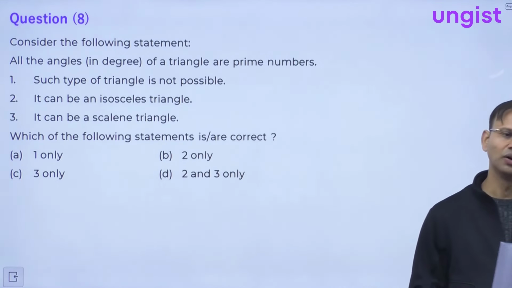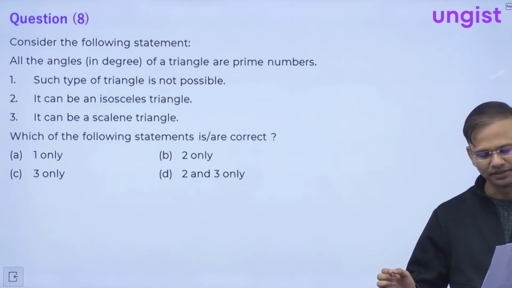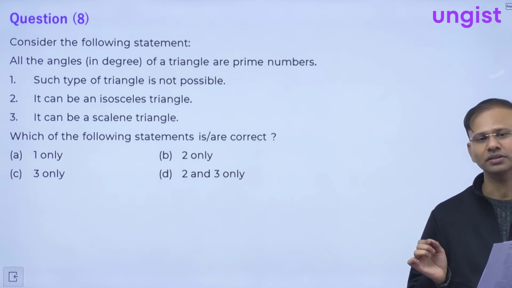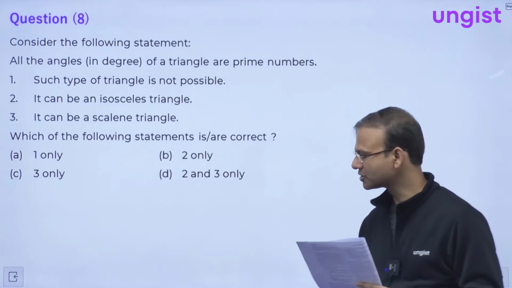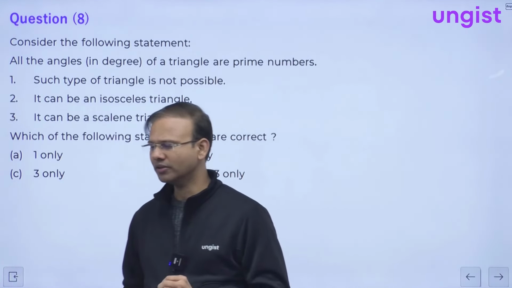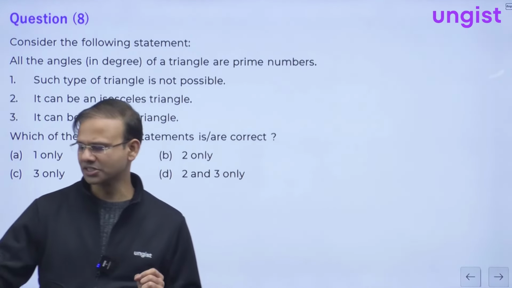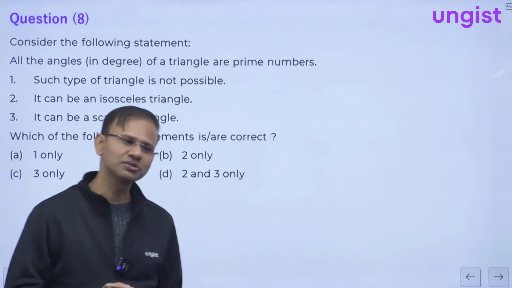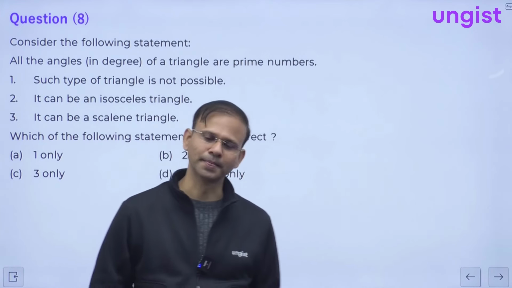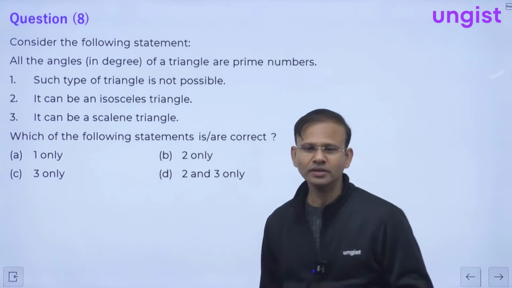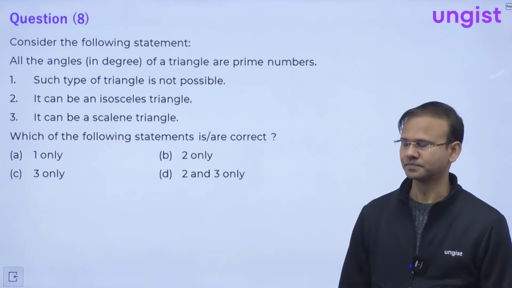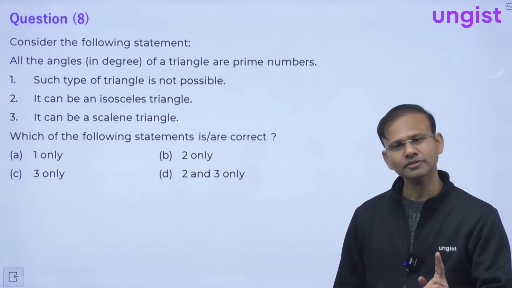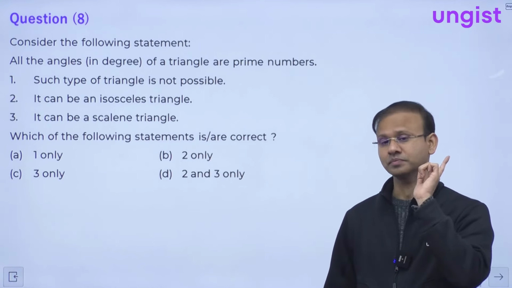All the angles of a triangle are prime numbers. When you read this statement for the very first time, what is the first thought that comes to your mind? See everyone, one of those numbers would be 2.